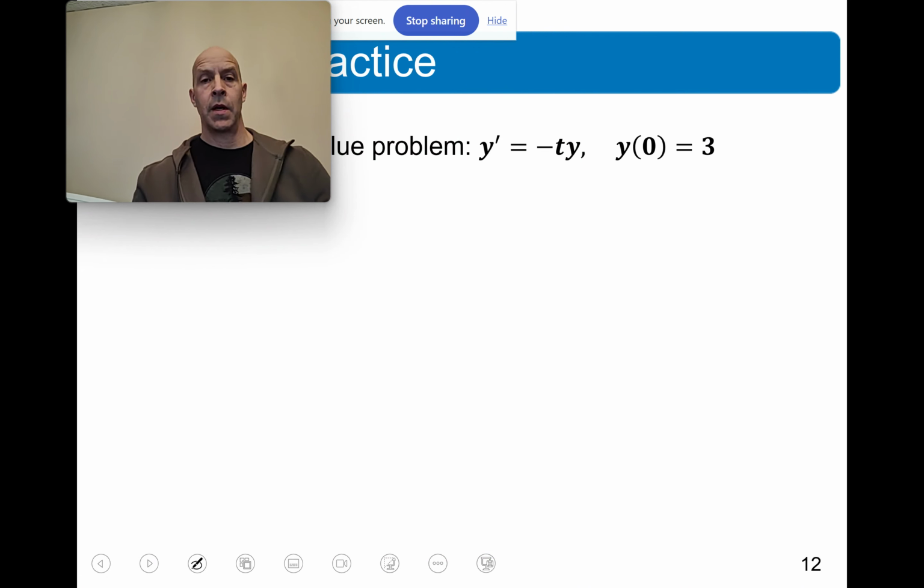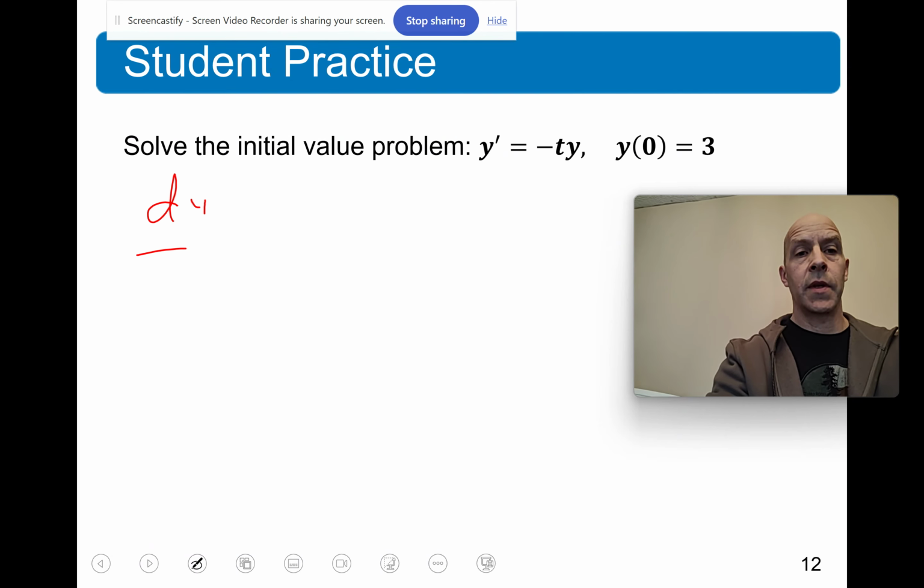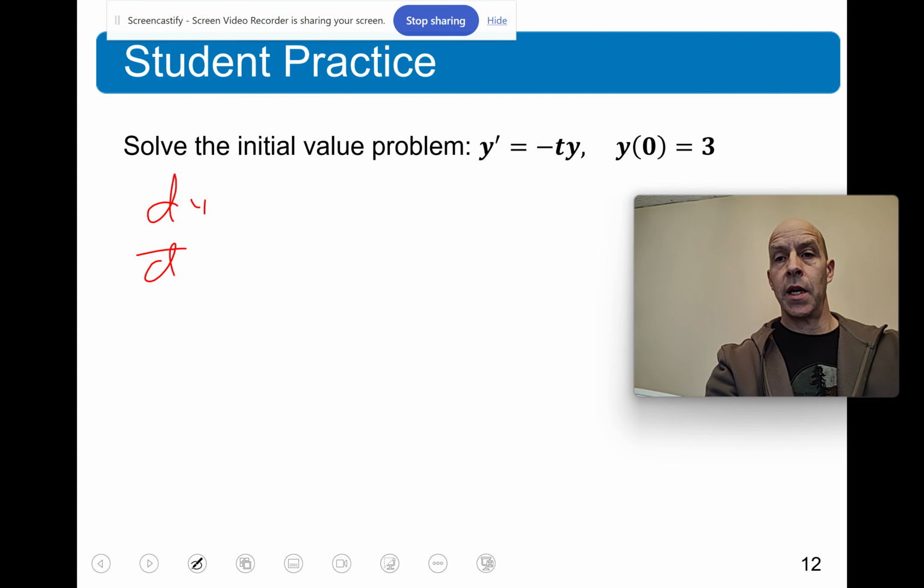Oh, I got one more initial value problem. Darn, thought I was done. That's okay. We can do this real quick. All right, so dy, let's make sure we got that right, because it says that dy/dt is equal to negative t y. So we got to separate our variables. So it's going to be dy over y equals negative t dt. Now we can integrate.